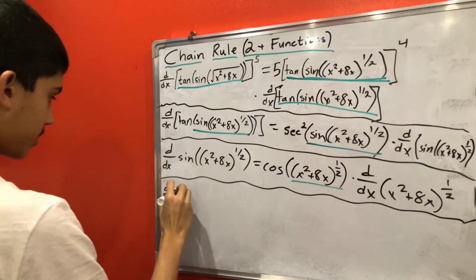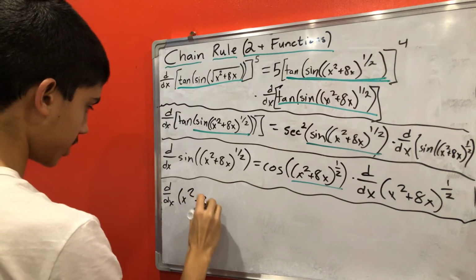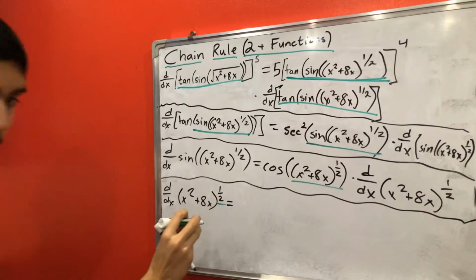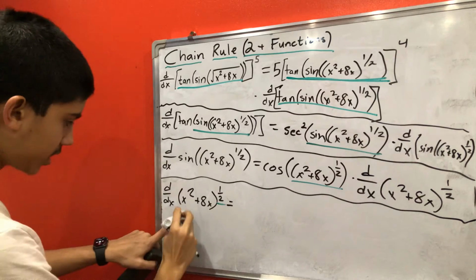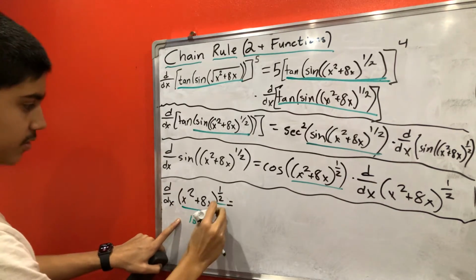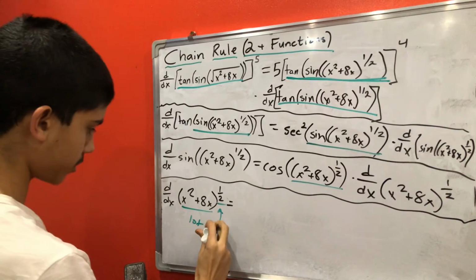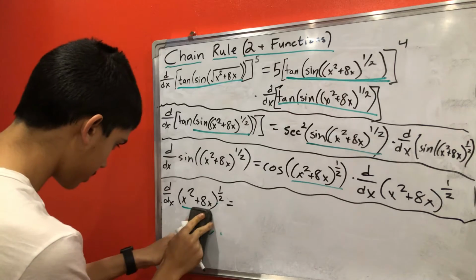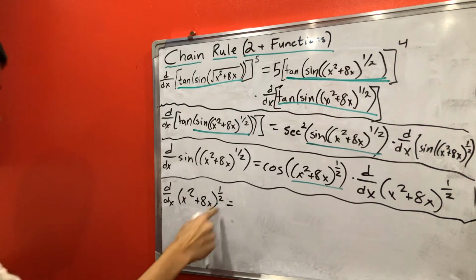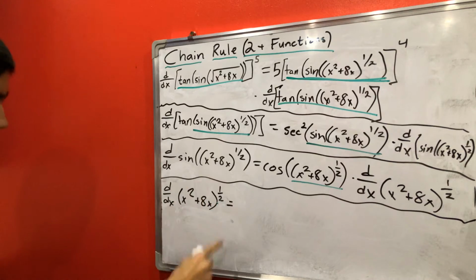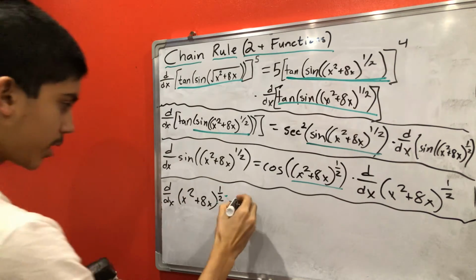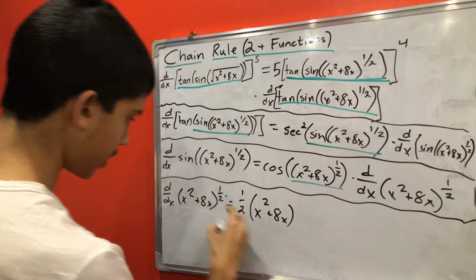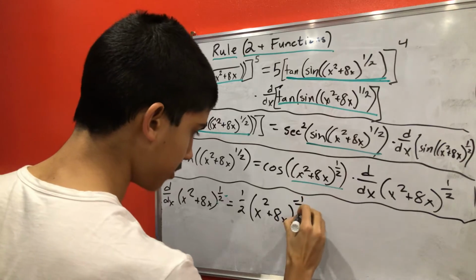So let's write it out. X squared plus 8x raised to the 1/2. What's the outside function? Outside function is this. Look, you plug in x, this is our first function. Second function is raising it to the 1/2 power. Okay, erase all these notes. Now when we take the derivative of this outside function, what do we get? We apply the power rule, and we get a 1/2 on the outside. We get x squared plus 8x, and then we subtract 1 from the degree, which is negative 1/2.